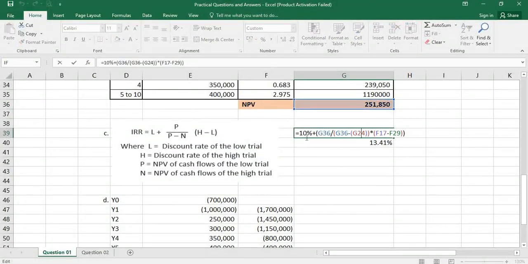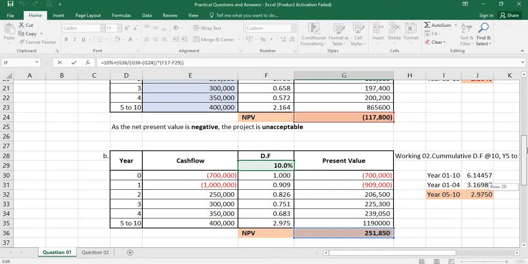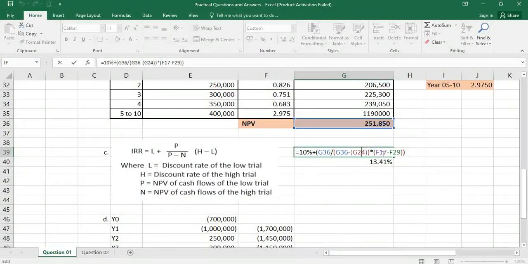If you apply it, the lower rate is 10%. The NPV of the low trial is 251,850, minus the NPV of the cash flow of the high trial, that is 117,800, into the high discount rate of 15 minus the low trial discount rate of 10.